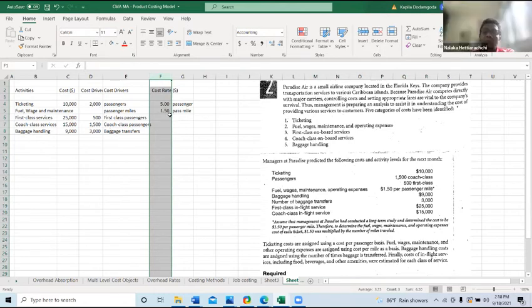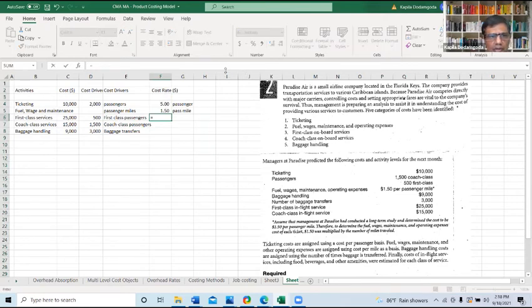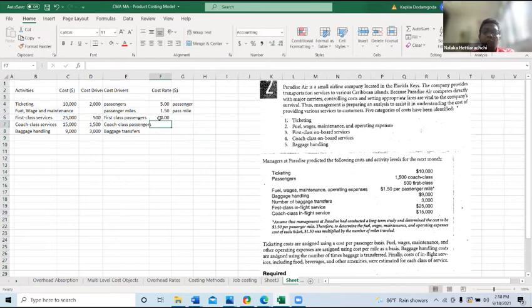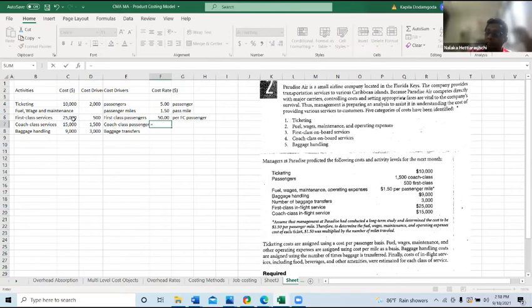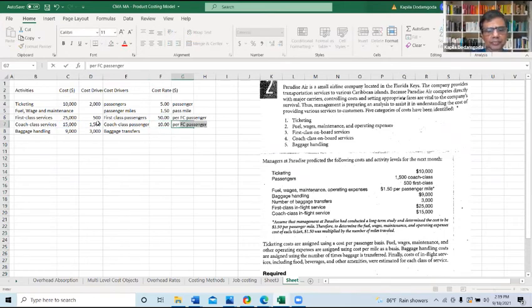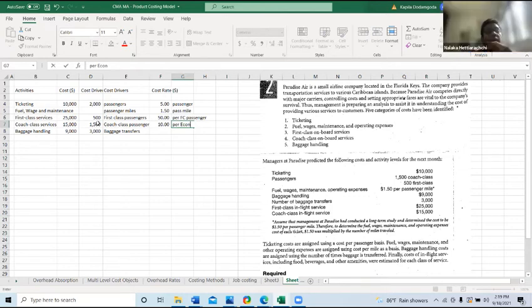Then what is the cost of providing first class services? $25,000 to provide services to 500 passengers, right? Let us say for a first class passenger, it costs us $50. Whereas coach class, it is going to cost us 15,000 for 1,500 passengers. So then economy class, it will be 10, right?